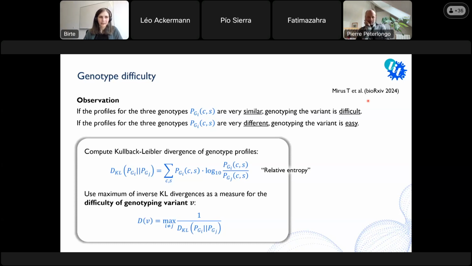So he computed the Kullback-Leibler divergence of the genotype profiles. So this is the relative entropy, which he had learned about in another course at university. And then the maximum of the inverse Kullback-Leibler divergence we now defined as the difficulty of genotyping a given variant V. And then we tested also whether this measure of difficulty actually predicts how well we genotype our variants: how difficult it is and how well it agrees with the precision and certainty we achieve.